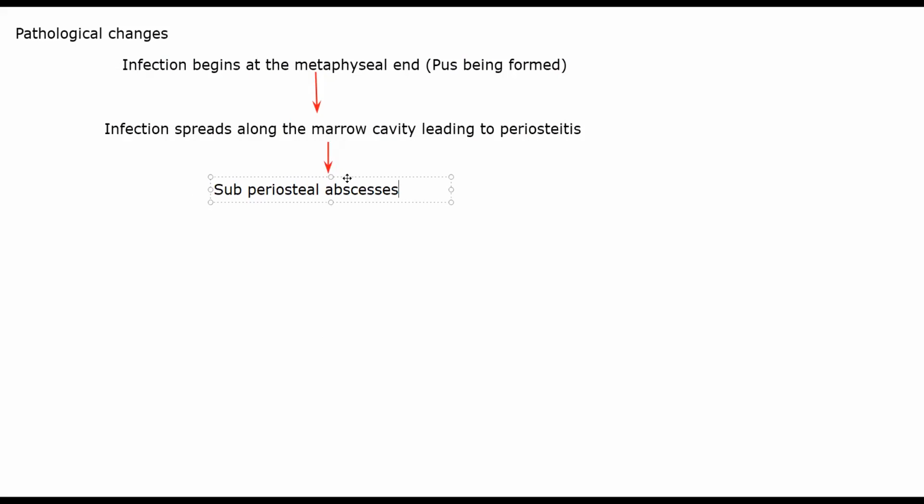The first thing it will do is cause the spread of infection, the spread of pus through which infection spreads will go to your periosteum, causing periostitis. Directly under the periosteum is the subperiosteal layer that will get affected, where you will start seeing abscesses.